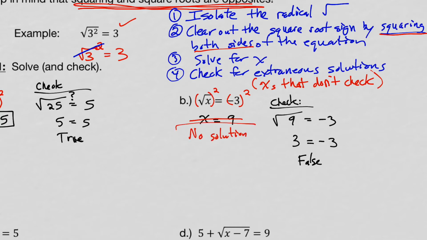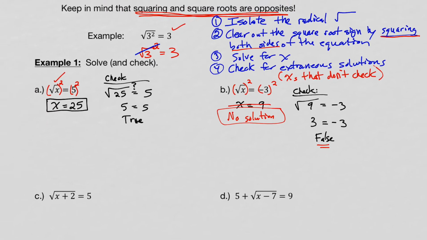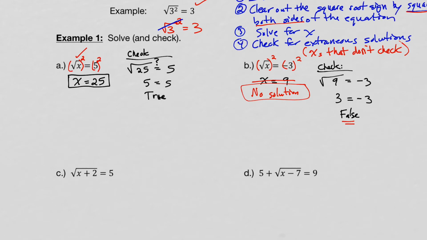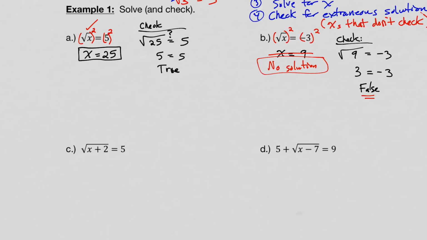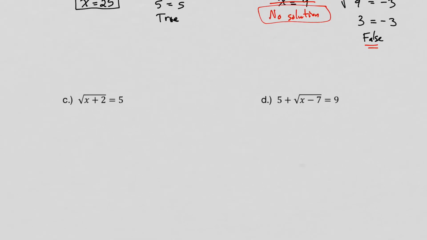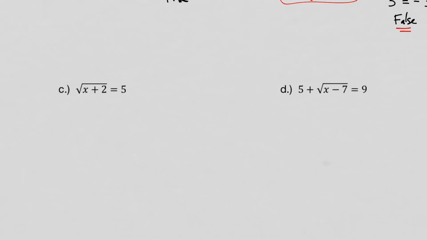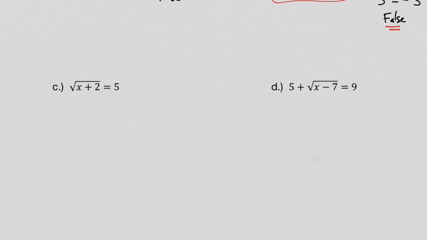So you must check it. If you get a false statement, that means there's no solution, or at least that solution is not true. All right, let's take a look at some more examples here. The first question you ask yourself: is the radical isolated? Yes, it's isolated, so we can go ahead and get started by squaring both sides.